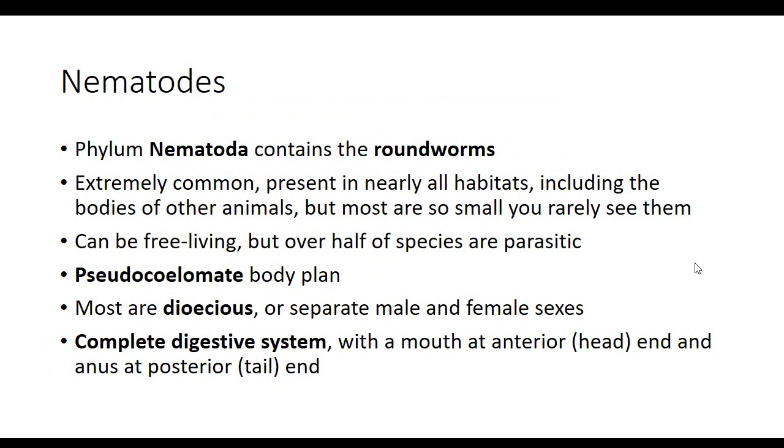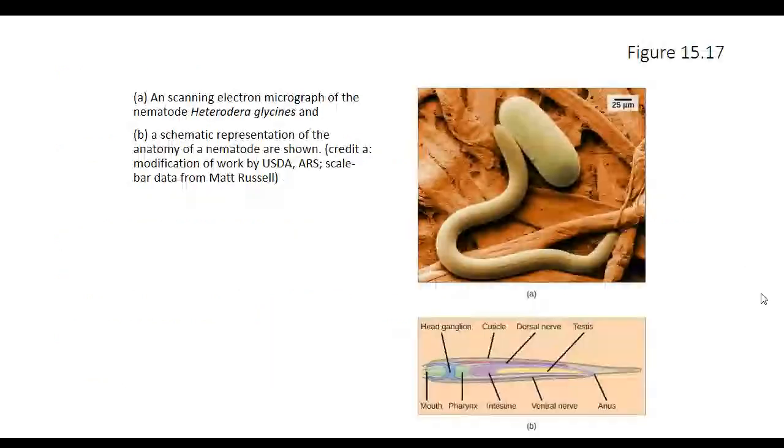Pseudocoelomate, so that's the one that has a false coelom. It has a body cavity, but it's mesoderm toward the outside, endoderm toward the inside. Separate male and female sexes, they reproduce sexually. They have a complete digestive system with a mouth at the head end and an anus at the other end. Some of these are parasitic. Most of them are just free living in the environment.